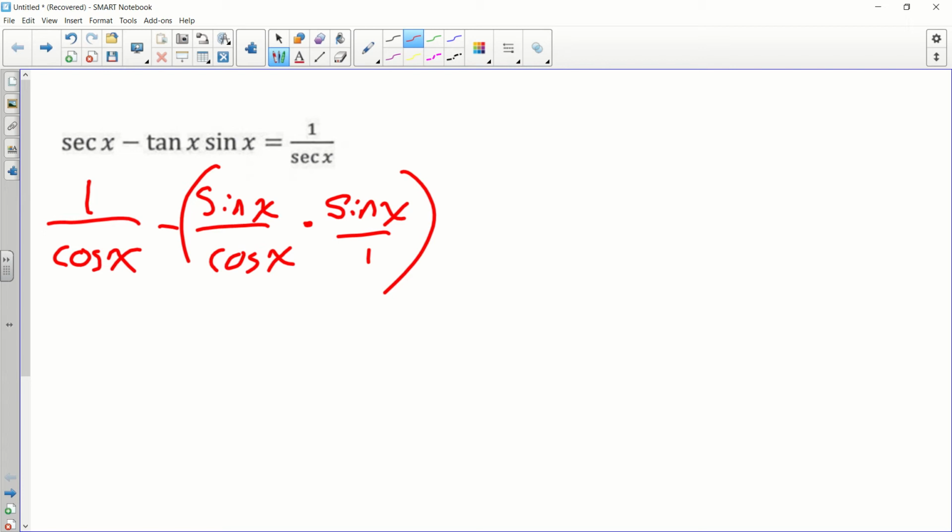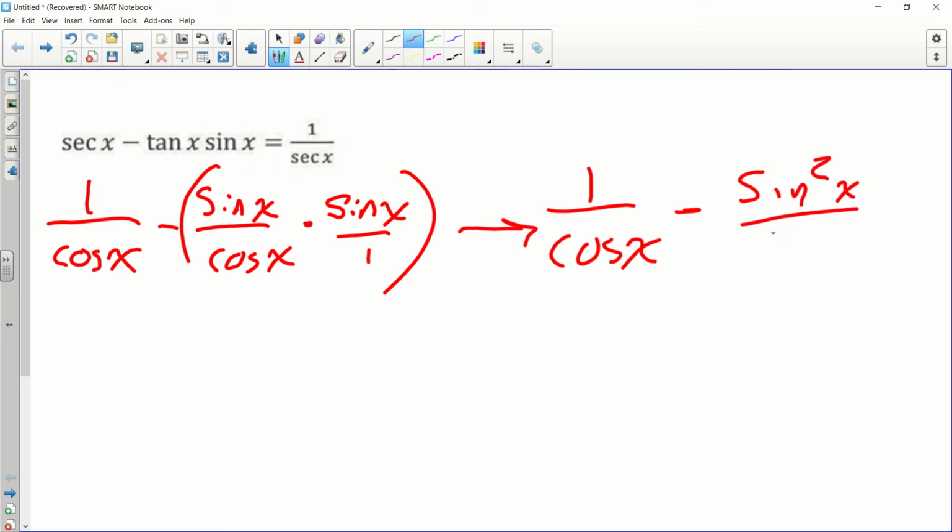With this part over here, I'm going to combine because this is multiplication. I'll leave that alone. And sine times sine is sine squared. And cosine times 1 is cosine. So now I see these have a common denominator. So I can combine them.